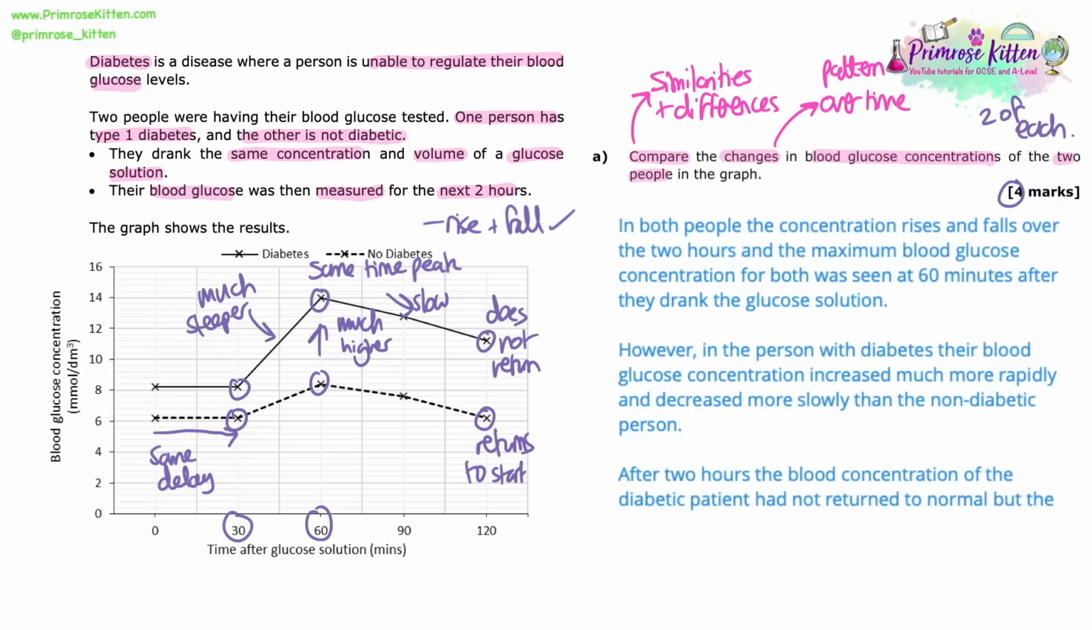After 2 hours, the blood glucose concentration of the diabetic patient had not returned to normal, but the non-diabetic patient's had. So this was a nice one because obviously there was lots there that we could say, but just make sure with compare questions you've gone back and checked that you've talked about both similarities and differences. And remember, we were talking about changes. So we've used the words more or less, rapidly, faster or slower. You can use the mark scheme to help you with this, but that's the kind of language we need.